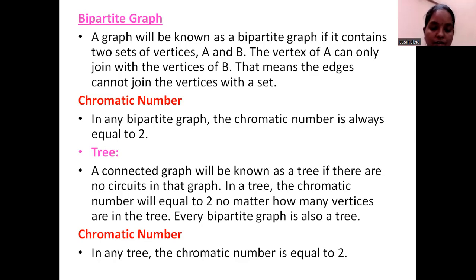The final type is called a tree, which has no circuit in the graph. So the chromatic number will be equal to 2, no matter how many vertices are there in the tree. Every bipartite graph is also a tree. The chromatic number for a tree is always equal to 2.